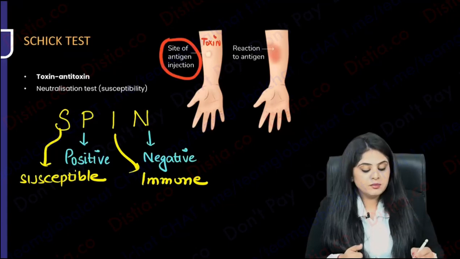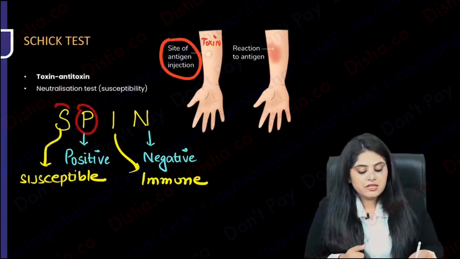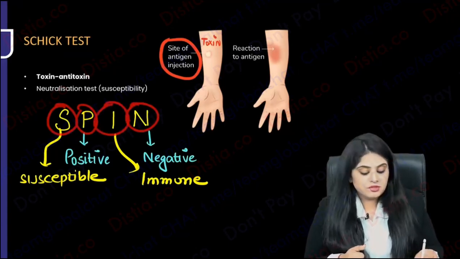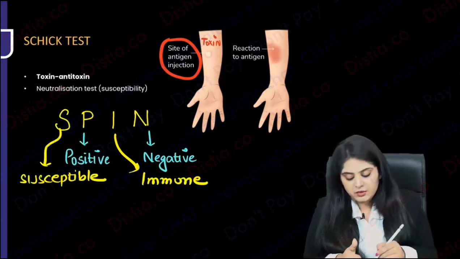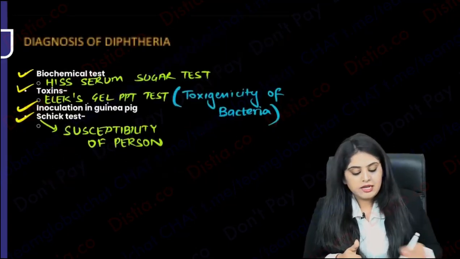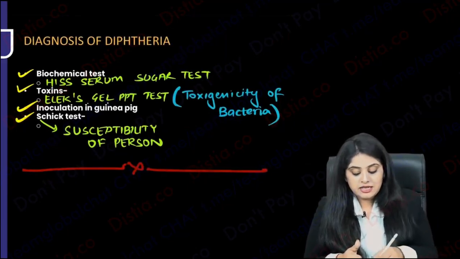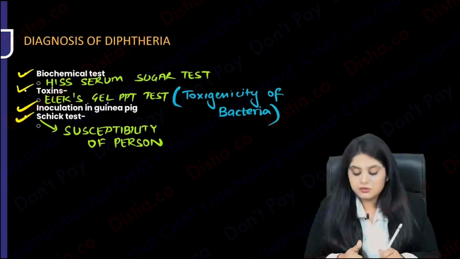Spin the Schick. What is spin the Schick? If you get a positive test, it is a susceptible person. If you get a negative test, it is an immune person. That is how you learn SPIN: positive, negative, susceptible, immune. And on that note, you have wrapped up your diagnosis of diphtheria. Diagnosis is wrapped up, but not the rest of the story.